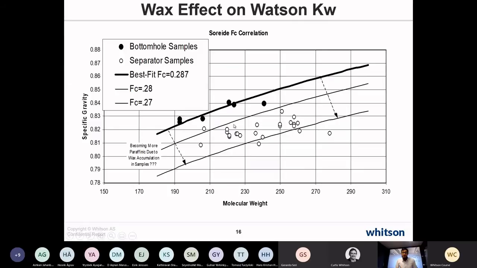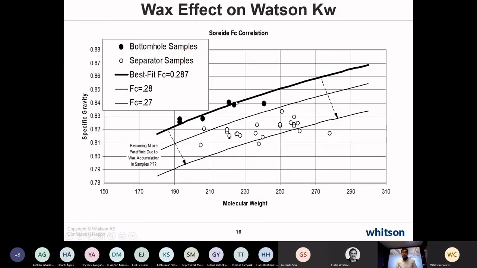But what we see here, we have a bunch of samples. Each point actually represents one sample measurement, so average molecular weight and density measured on one sample from the field. The markers that are filled with black color represent the bottom hole samples. So those are the average molecular weight and density measurements from the bottom hole samples. And then these open circles represent the average molecular weight and density measurements from the separator samples.